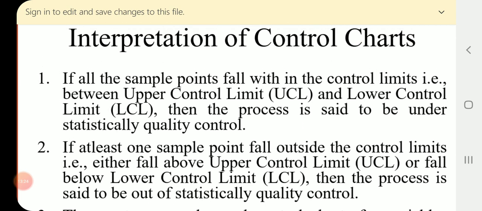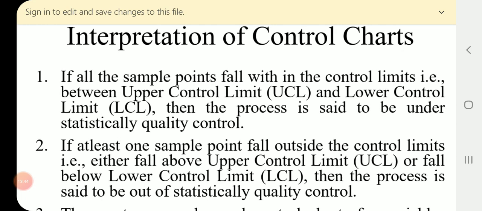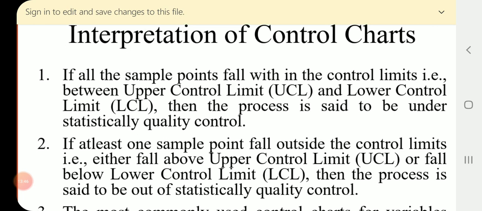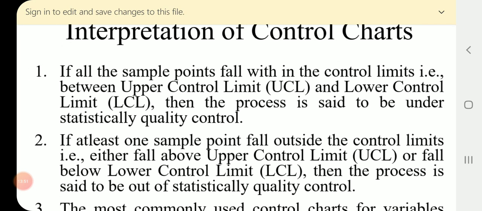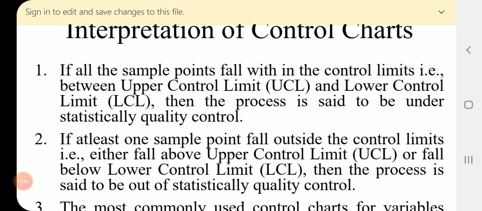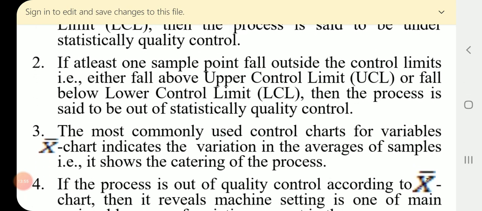The first point is the process is under statistical control. The second point is regarding the process being out of statistical quality control. If all sample points fall within the UCL and LCL, then the process is said to be under statistical quality control. If at least one of the sample points falls outside the control limits, then the process is said to be out of statistical quality control.